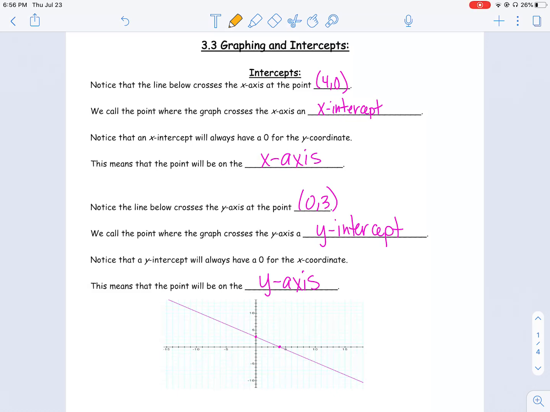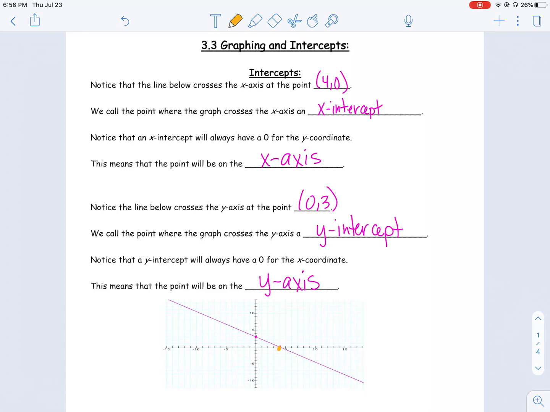In this section, we're going to talk about graphs and intercepts. Intercepts, meaning where does your graph touch the x-axis, where does it intercept the x-axis, and maybe the y-intercept, where does it intercept the y-axis. Notice in the graph below that the line crosses the x-axis at the point (4, 0).